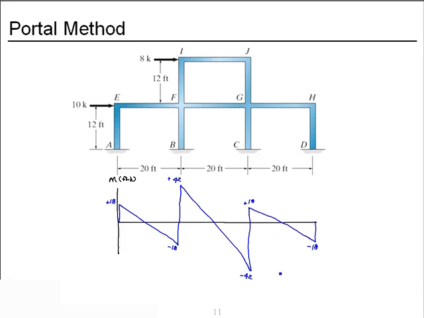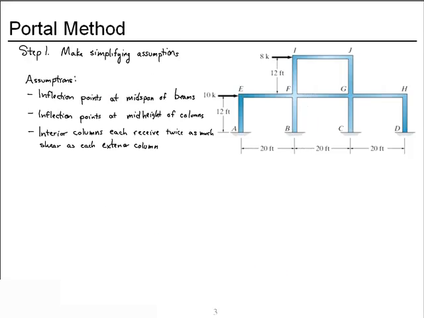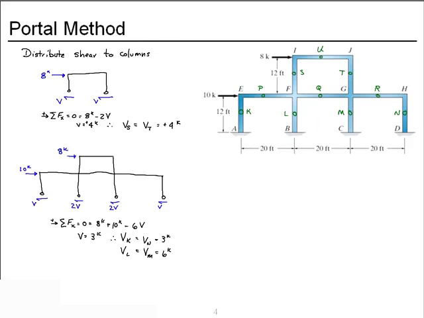Now let's go back and review how we got to here. We started by making simplifying assumptions associated with the Portal method, that the inflection points are at midspan of the beams and mid-height of the columns, and that interior columns each receive twice as much shear as each exterior column. We then applied those assumptions, labeled each of our inflection points, and then we distributed the shears to the columns at their inflection points.